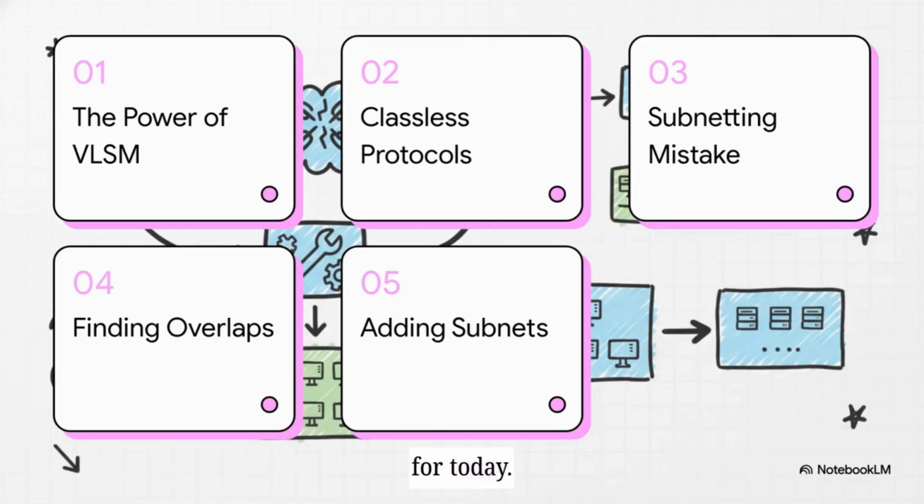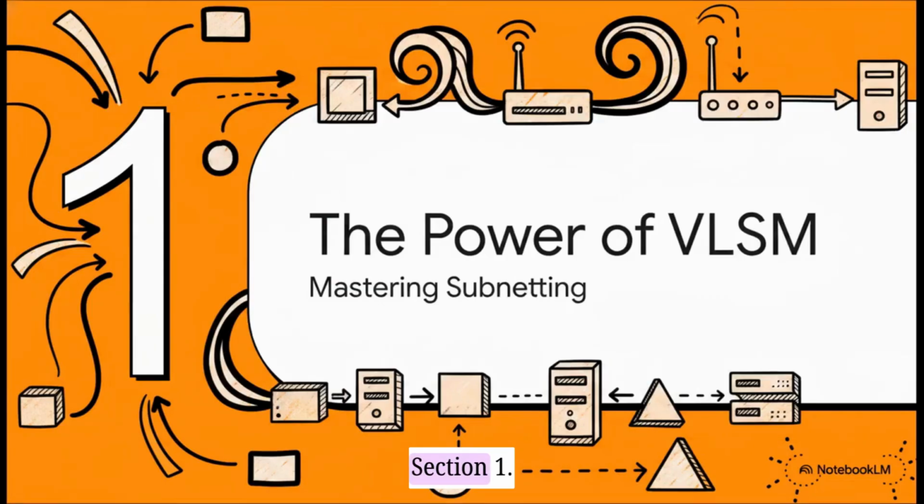Here is our agenda for today. 1. The power of VLSM. 2. Classless routing protocols. 3. A common subnetting mistake. 4. Finding VLSM overlaps. And 5. Adding subnets without overlap. Section 1.